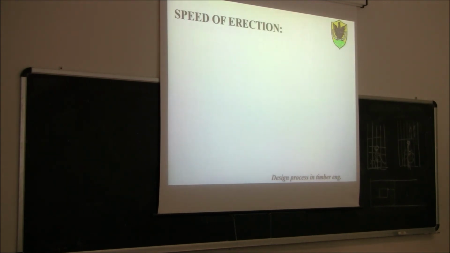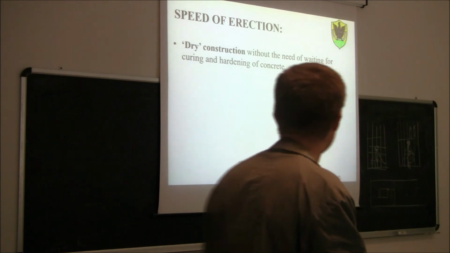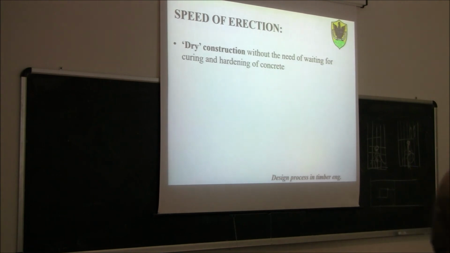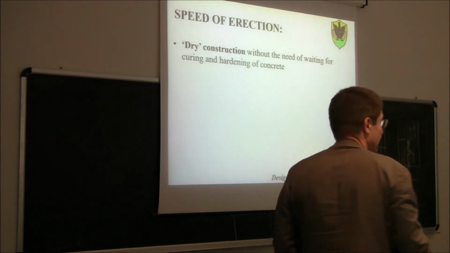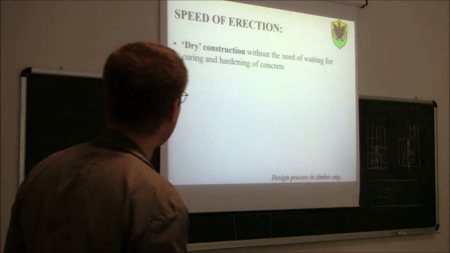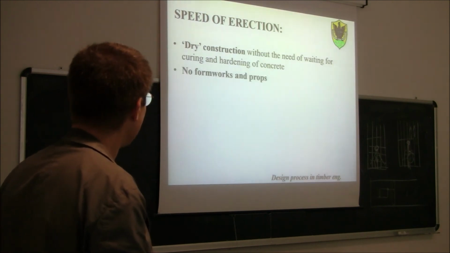Okay, speed of erection. This is another very important advantage of wood structures. Wood construction is a highly prefabricated type of construction. So basically, all the components, beams, columns, walls, are prefabricated off site. And then they come to the building site, they are erected, they are lifted, trained to the position, and connected. In any case, we have a dry kind of construction. So we don't have to wait for curing and hardening of concrete this time. We have no formworks and props.